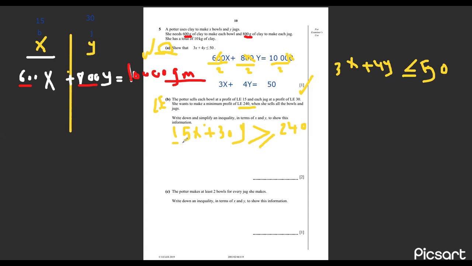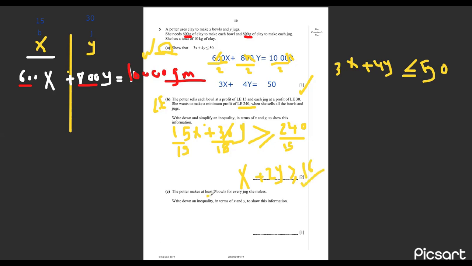But here we can simplify it. Dividing by 15, 240 divided by 15 is equal to 16. Dividing by 15, it will be x, and 30 divided by 15 is 2y, so x plus 2y will be more than or equal to 16.